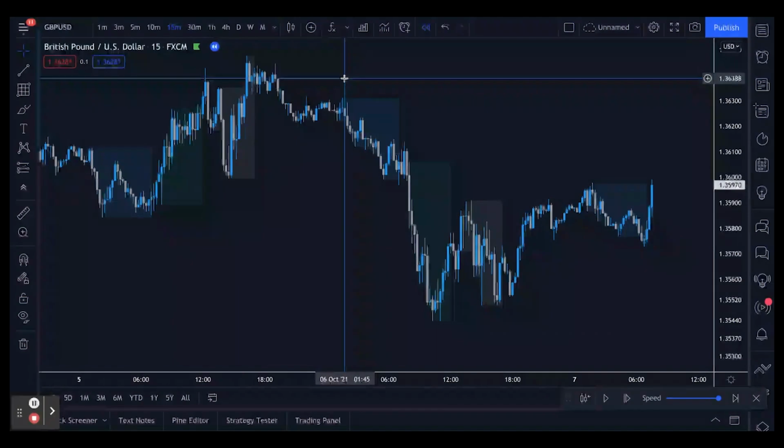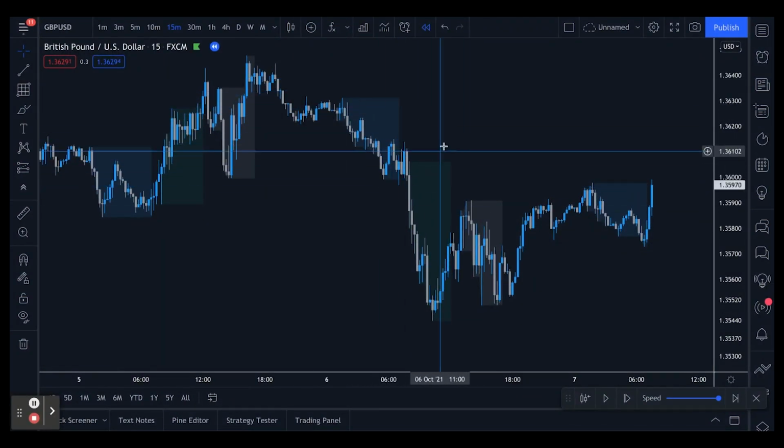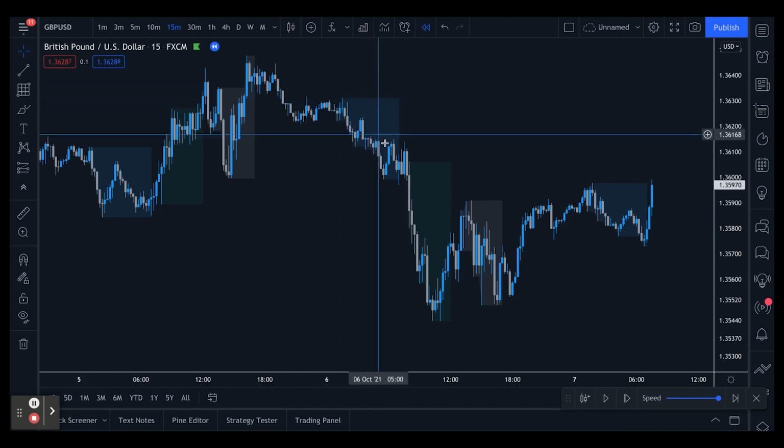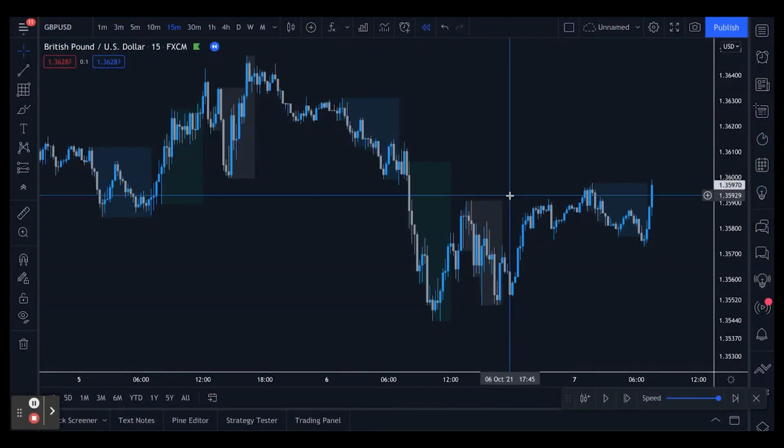Now you can see on the chart I have these colored boxes. This is actually an indicator that just shows you trading sessions. The blue box is the Asia session, the green box is the London session, and this red or pink box is the New York session.